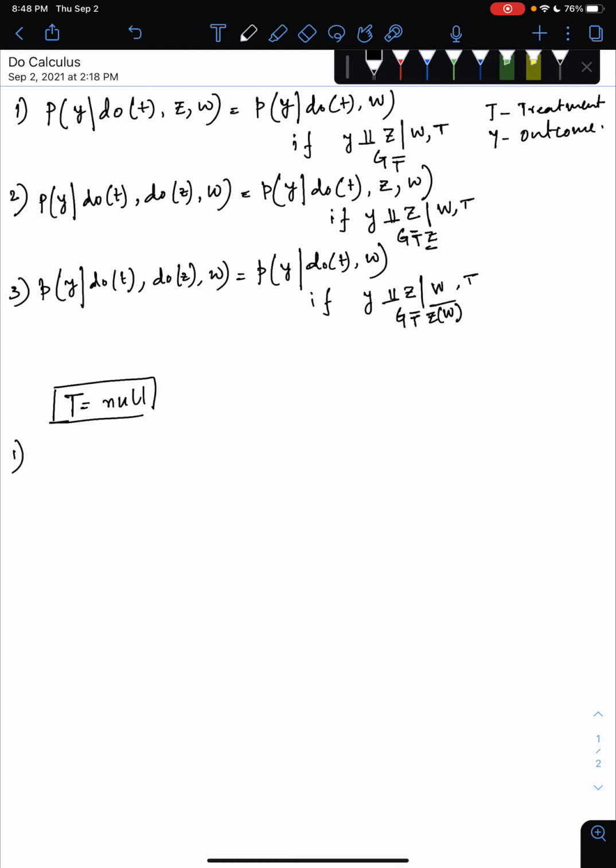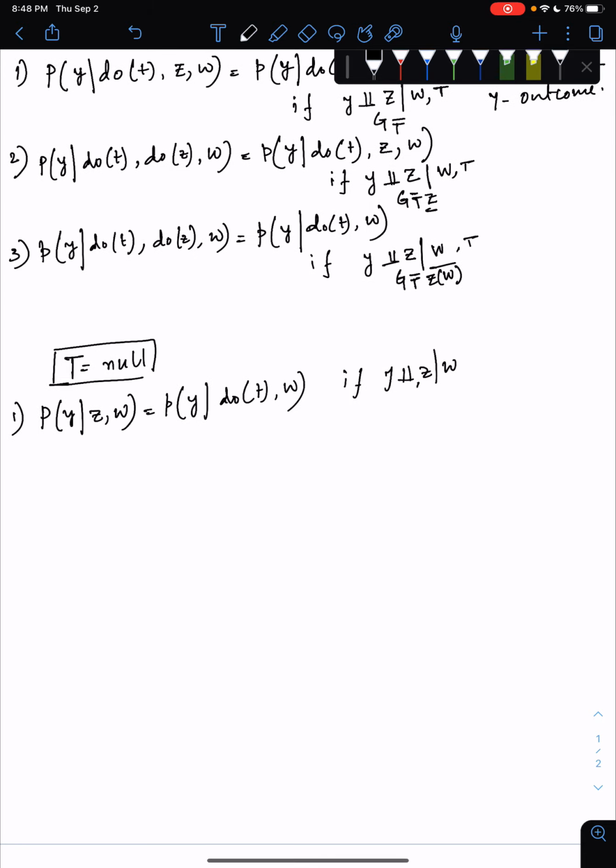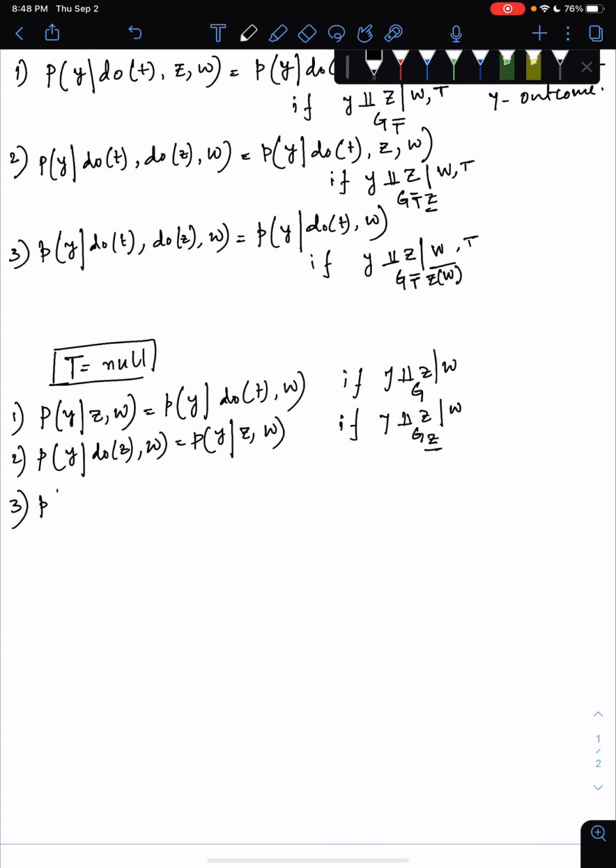So my first case will be the probability of Z, and this is do T, W, if Y and Z are conditionally independent given W. My second rule is Y with a do Z and W, this will be the probability of Y. Now I can remove this, and I'll have this Z given W in a graph where I have to remove this.